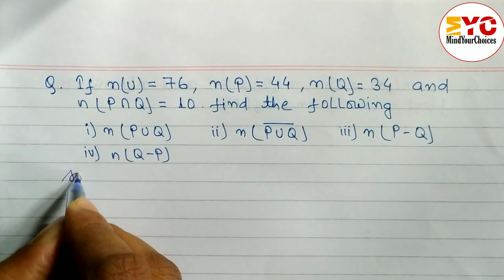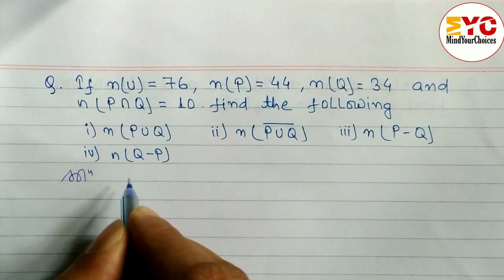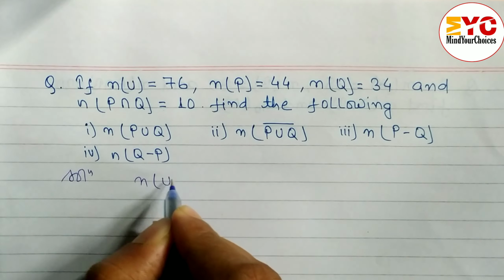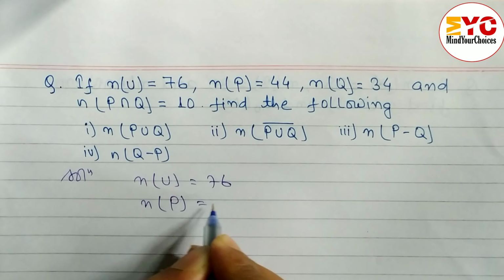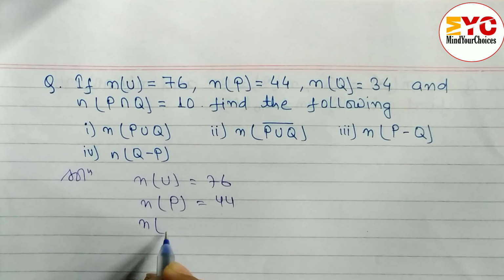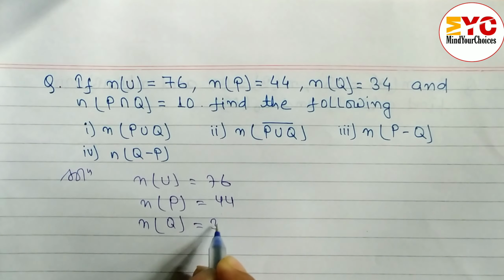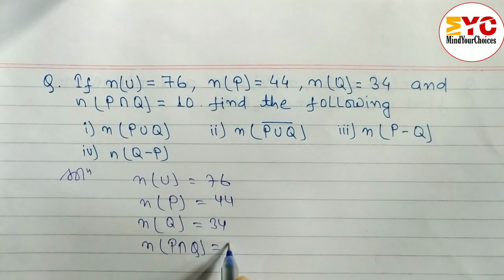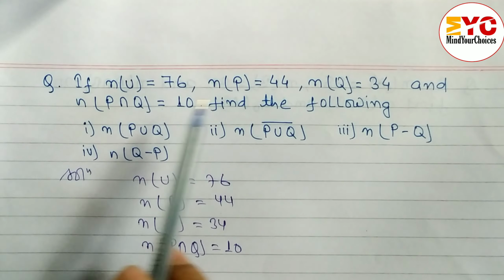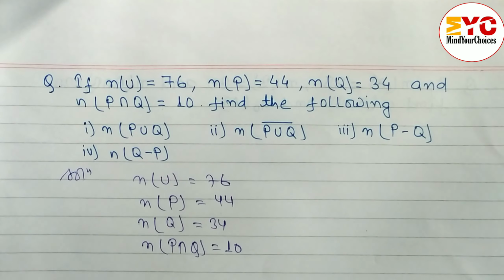Let's make a start. Solution. First of all, whatever information is given, we have to write down here. n(U) is equal to 76 and after this n(P) is equal to 44. Similarly n(Q) is equal to 34. Similarly n(P intersection Q) is given as 10. All the information that is given here, let's write down.